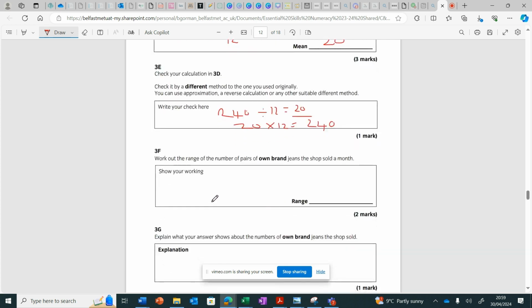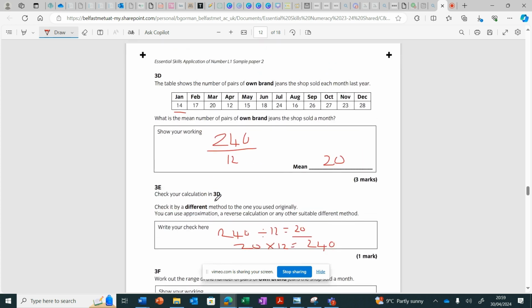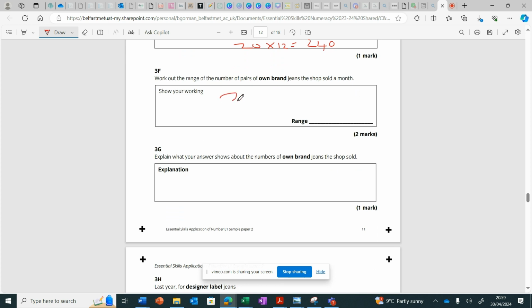Work out the range. So the range is the highest subtract the lowest. Well, the highest number here is 28 by the looks of it, and the lowest was 12, I think. 28 is the highest, yeah, and 12. So 28 subtract 12 is 16.